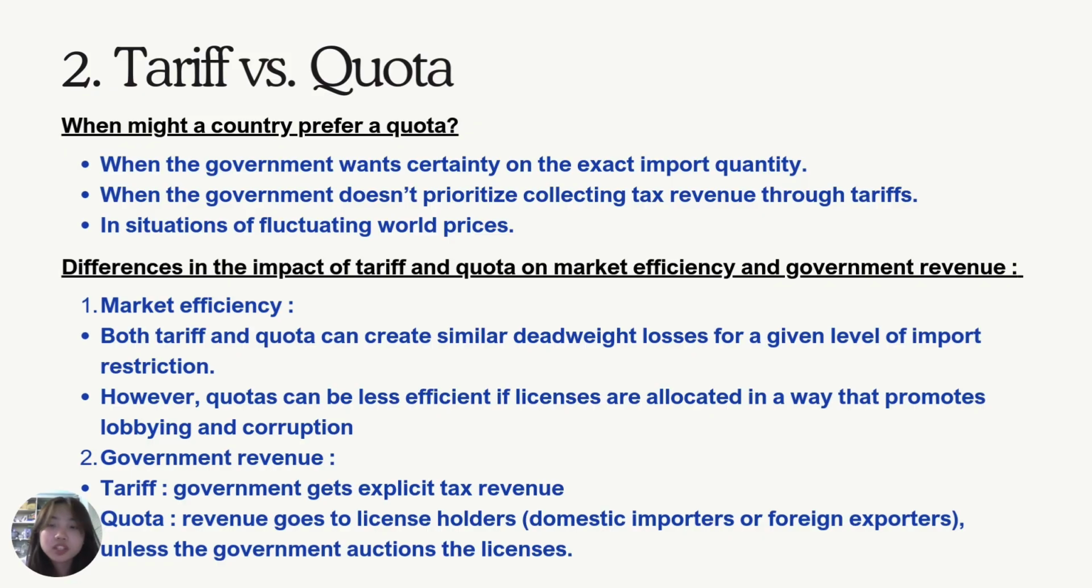Okay, from an efficiency perspective, both instruments create deadweight loss because they raise prices and reduce trade. But quotas often perform worse in practice because they invite lobbying and corruption. And in terms of government revenue, tariffs will result in the government gaining the most tax revenue, because all the extra money that customers pay on an imported good will go straight to the government. With quotas, the money often turns into extra profit for whoever owns the licenses instead of funding public services.